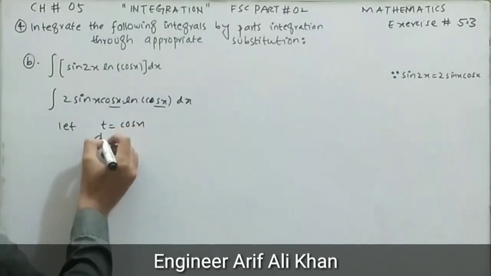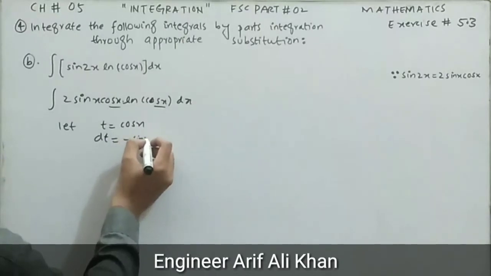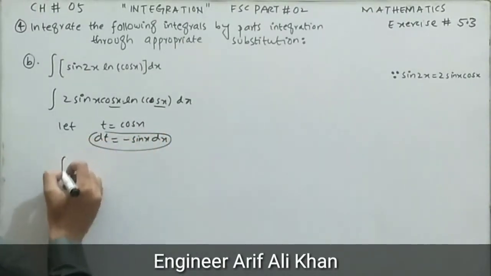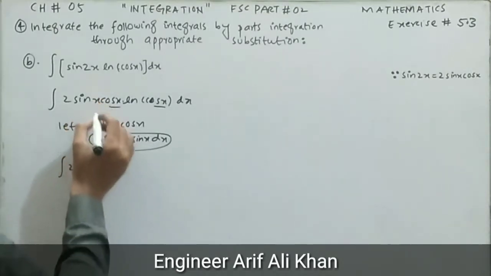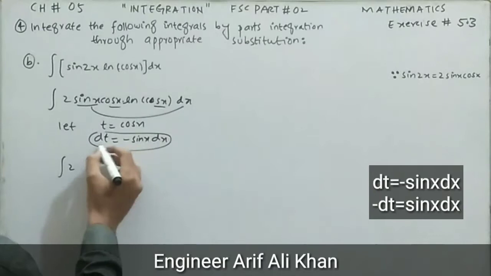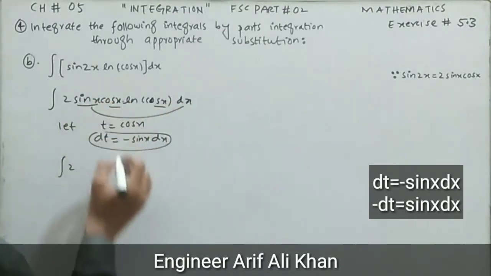So differentiate both sides with respect to x, so it will give us dt is equal to the derivative of cos x, which is negative sine x, and dx. So putting these two values in the integral, it becomes integral of 2 into sine x and dx. So this is actually equal to negative dt. It becomes, shifting minus on this side, negative dt is equal to sine x dx.